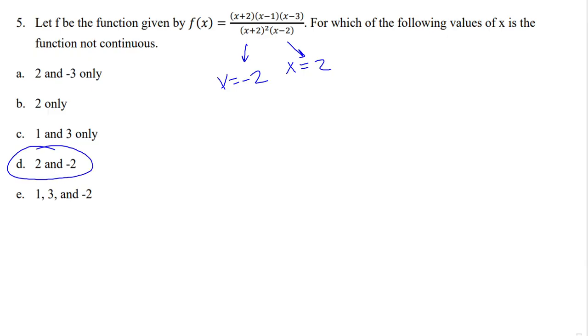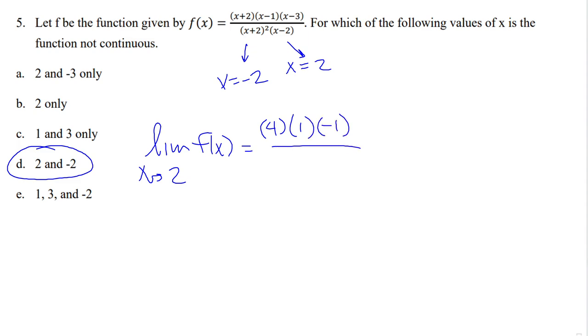It's important, though, that on my test, I'm going to ask you about classifying the types of discontinuities. Right? And so if I do a limit as x approaches 2 of f of x, well, that's going to be 2 times 2 is 4 in the numerator, times 1 times -1 all in the numerator, over something times 0, which is positive or negative infinity. So we would know that at x equals 2, it's an infinite discontinuity.